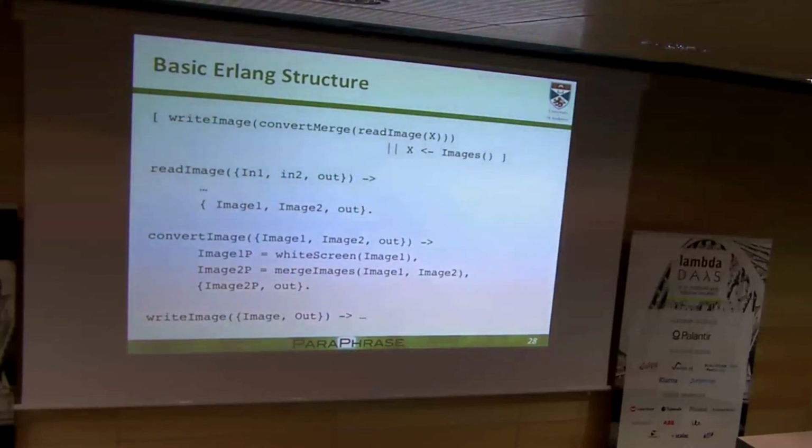So this is the basic code. You don't really need to care about what it does. It's not really that important. The main part of the code is here. You have 3 stages. You read an image, you do some conversion and merging, then you write it out. Okay, so it's quite simple.